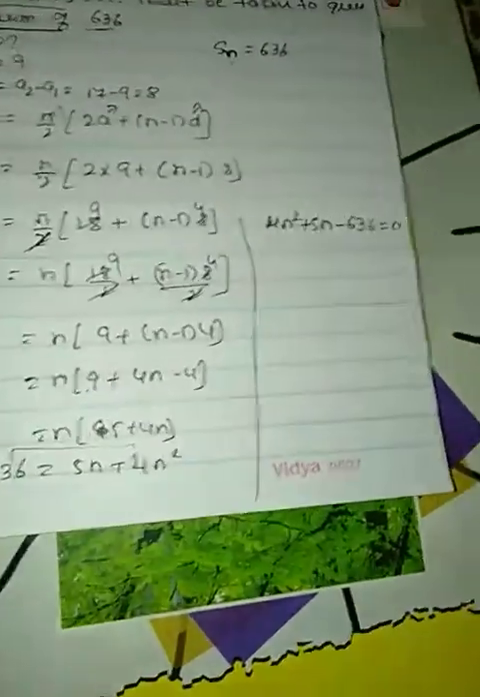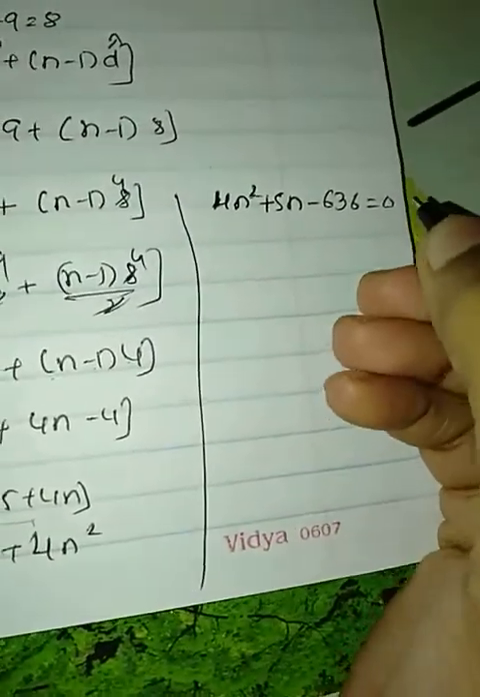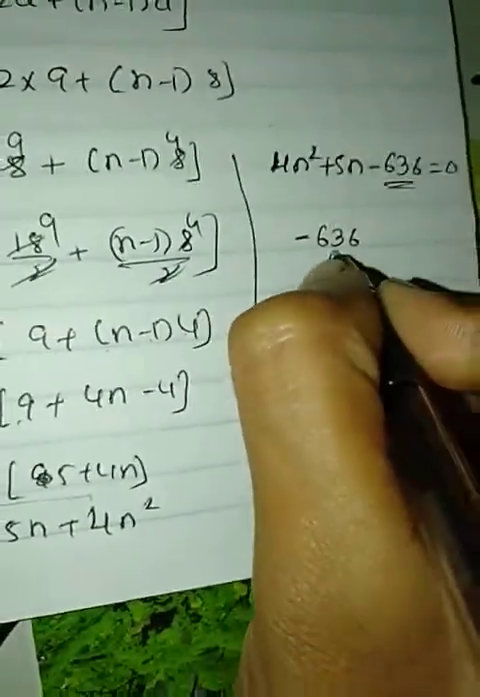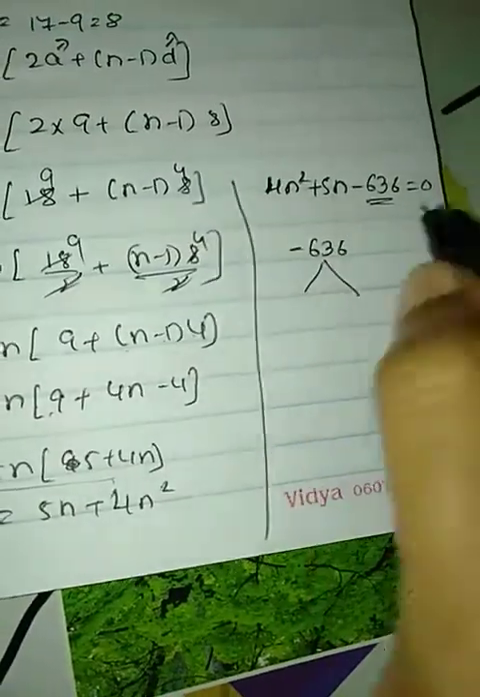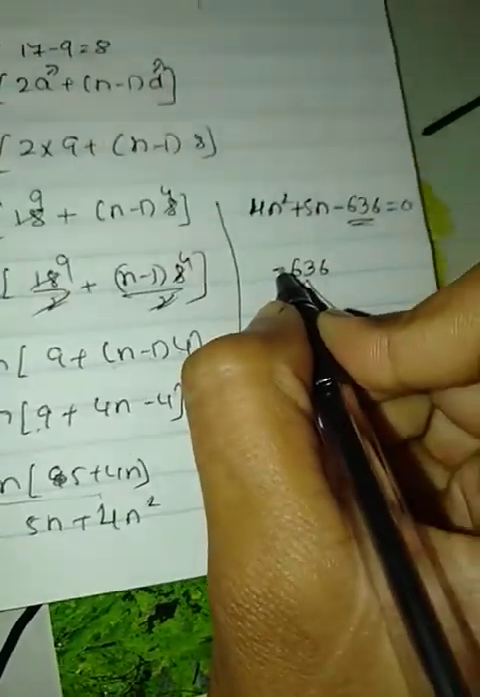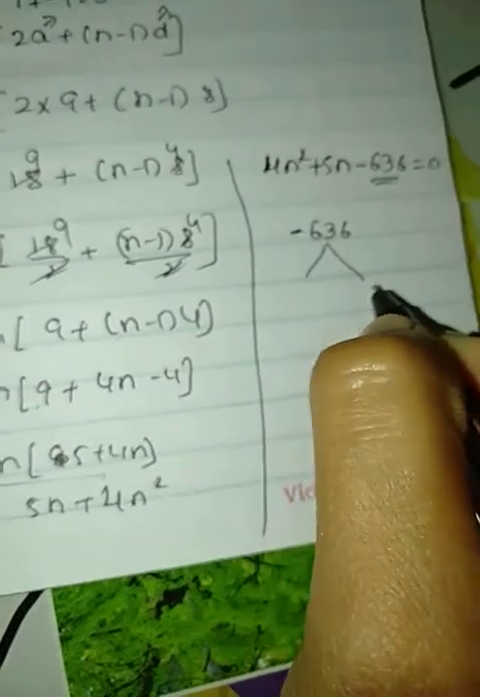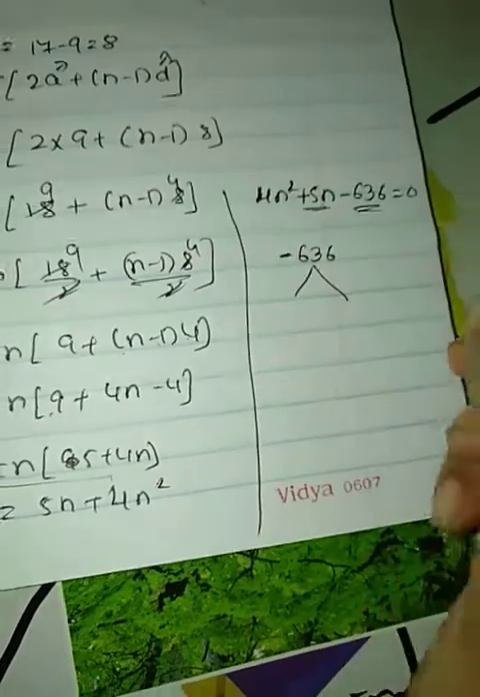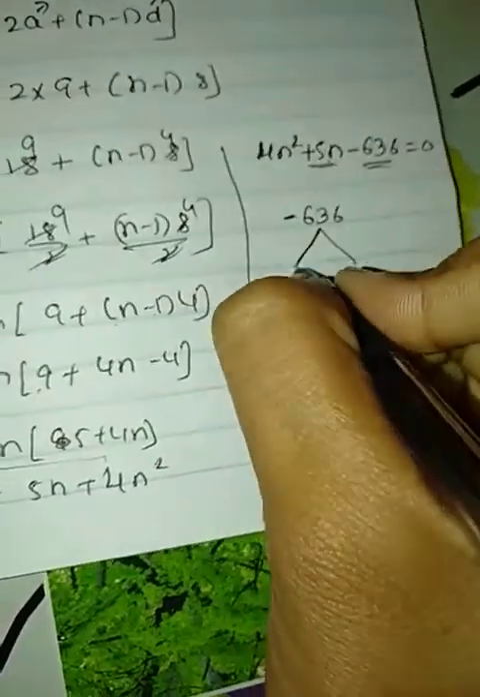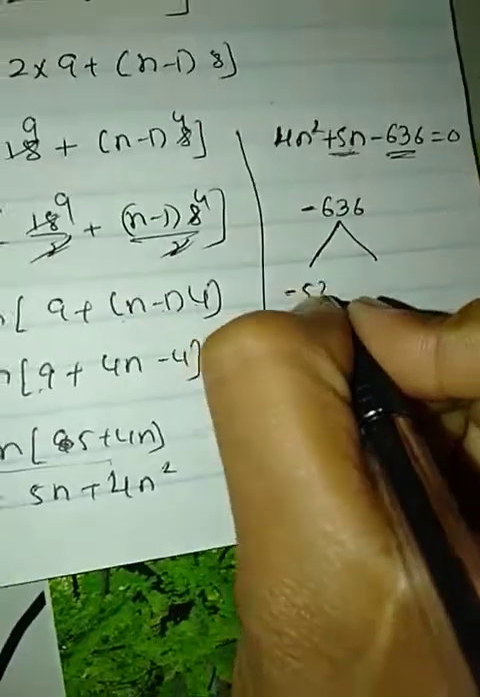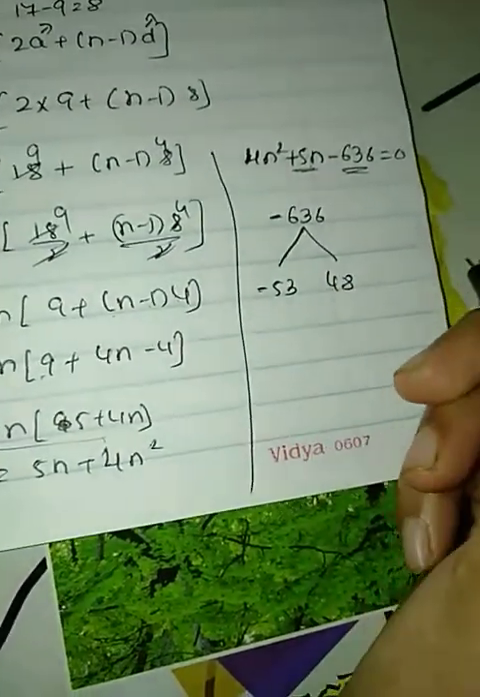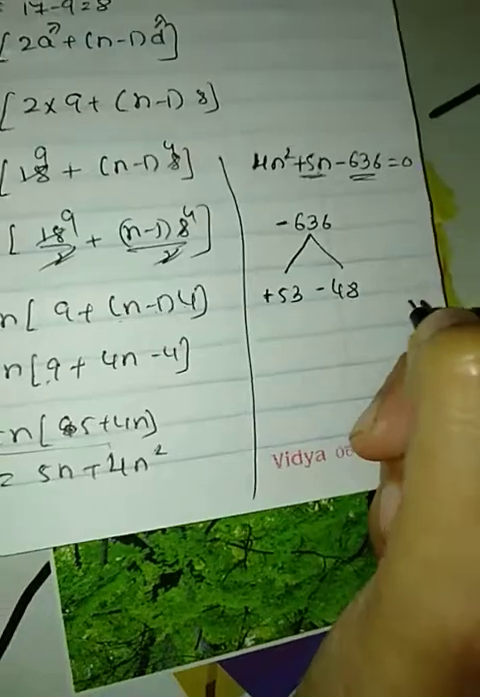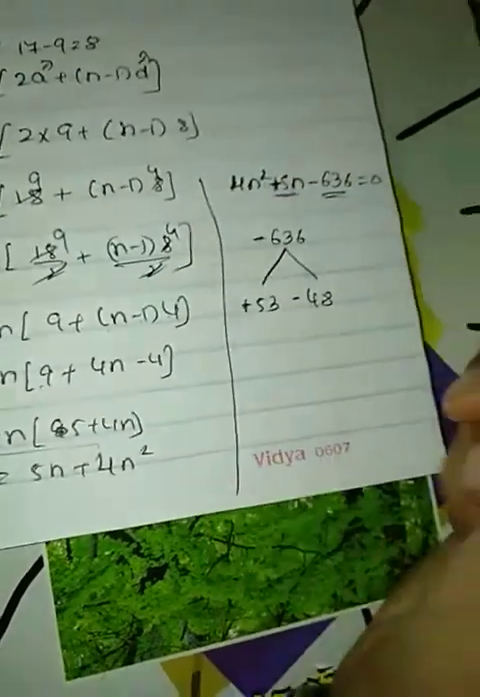Now do the factorization. We know how to do the factorization. First take the last number, that is 636. When we multiply any two numbers, the product should be minus 636. When we add or subtract any two numbers, the sum or difference must be plus 5n. So which numbers do we have to multiply here? So see here, this is plus 53 minus 48, because here plus is there.